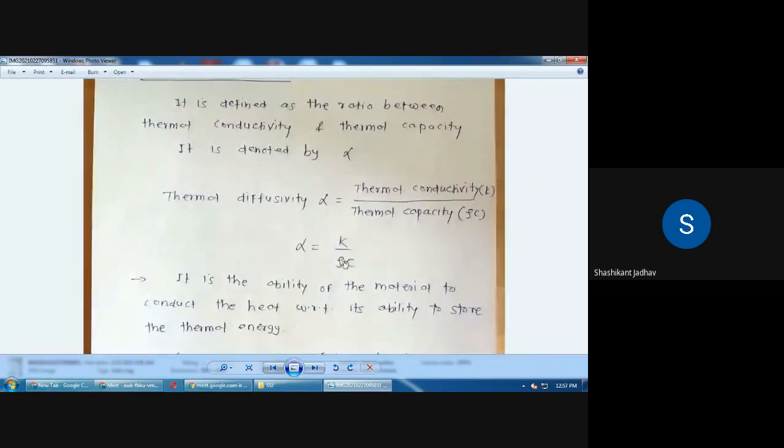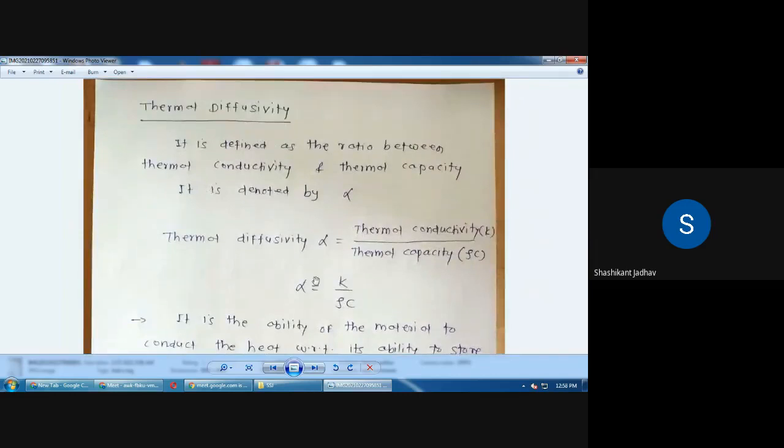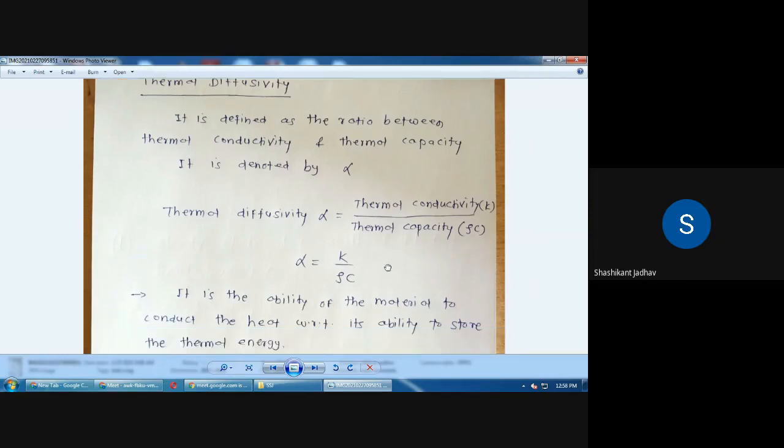Okay, after that we discussed thermal diffusivity. So basically what is meant by thermal diffusivity? In general heat conduction, one concept is there, thermal diffusivity. So instead of rho c by k we put 1 upon alpha, where alpha is nothing but thermal diffusivity. Thermal diffusivity is defined as the ratio between thermal conductivity and thermal capacity, so that is alpha is equal to k upon rho c.